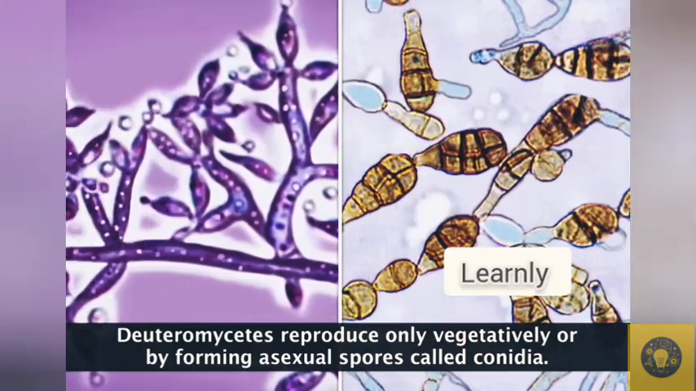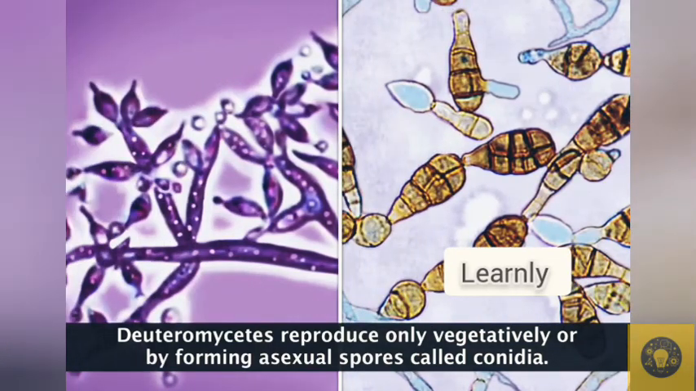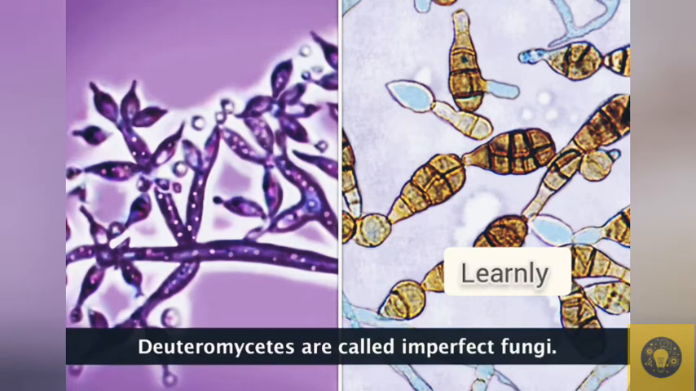Fungi belonging to this group do not reproduce sexually. They reproduce vegetatively or by forming asexual spores called conidia. That is why this group is commonly called imperfect fungi. Examples: Trichoderma and Alternaria.